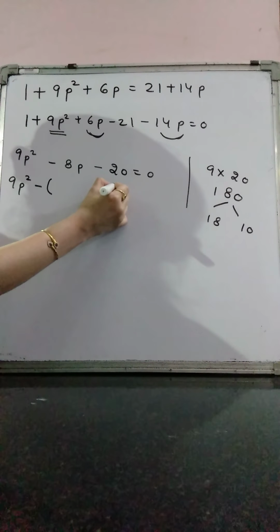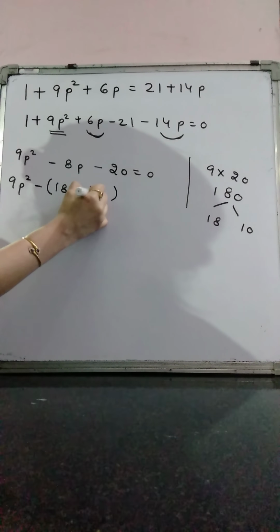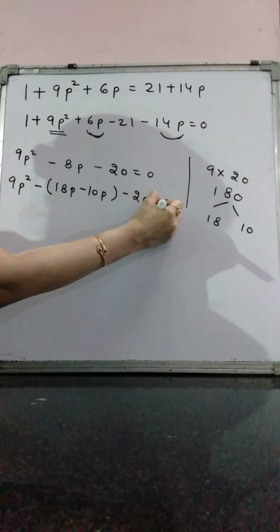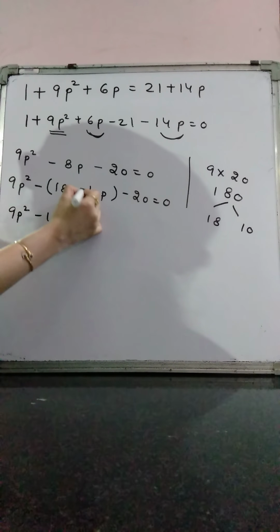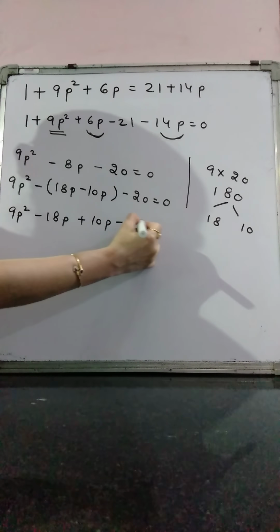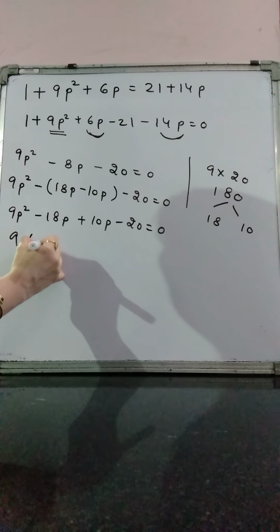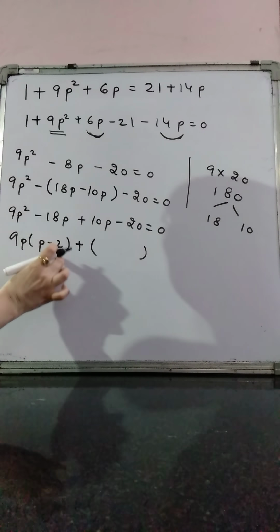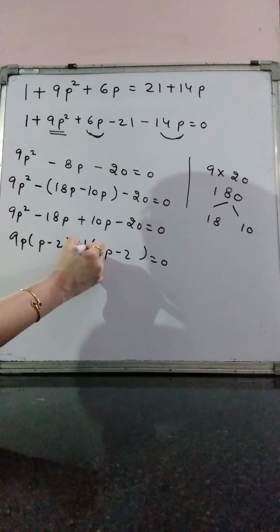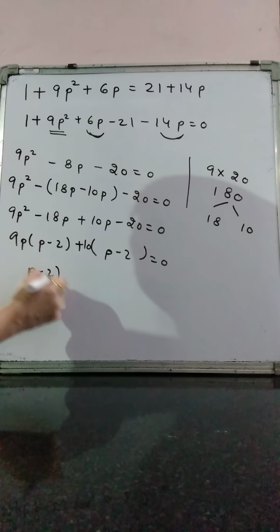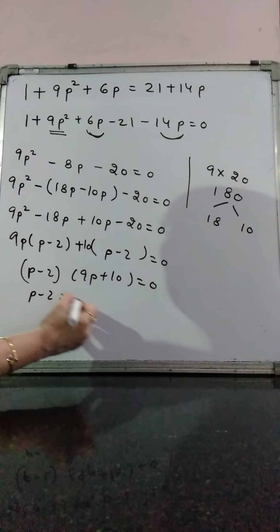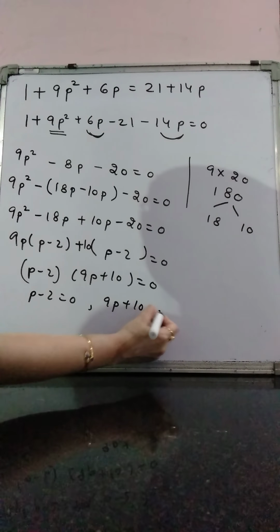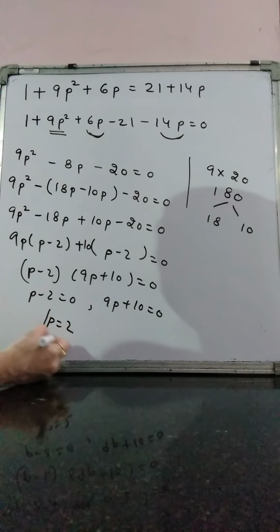Whenever there is minus, apply bracket. 18p minus 10p. Now open the bracket, the sign changes: minus 18p, minus minus becomes plus. Take 9p common: p minus 2. Write the same term here. 10 common: p minus 2. 9p plus 10. Equate both of them to 0. The answer is p is equal to 2 and the value of p is minus 10 by 9.